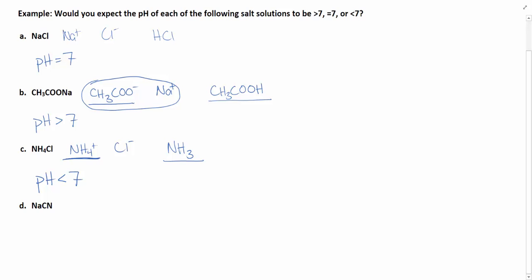For the last question, we have Na+ and CN-. This CN- is a weak conjugate base of HCN. So if we dissolve a weak base in solution, we'd expect that the pH is bigger than 7.